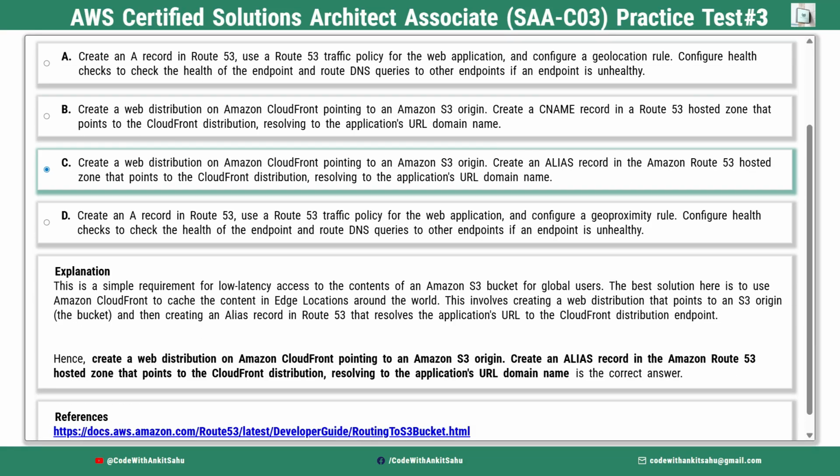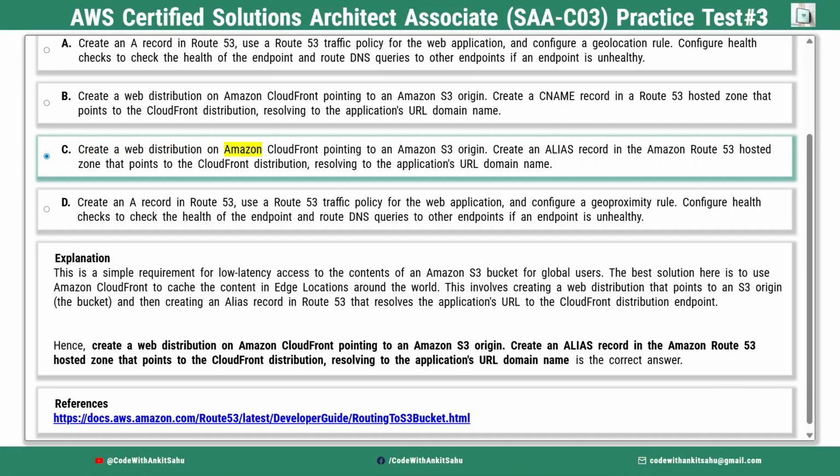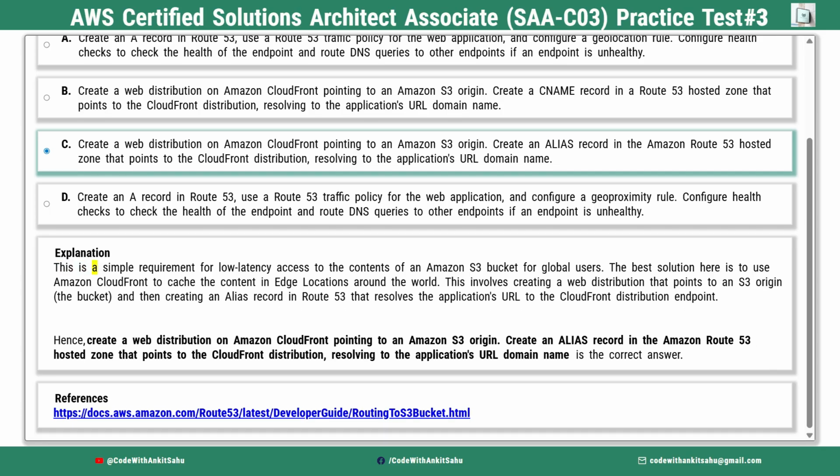Correct answer. Option C. Create a web distribution on Amazon CloudFront pointing to an Amazon S3 origin. Create an alias record in the Amazon Route 53 hosted zone that points to the CloudFront distribution, resolving to the application's URL domain name. Explanation. This is a simple requirement for low latency access to the contents of an Amazon S3 bucket for global users. The best solution here is to use Amazon CloudFront to cache the content in edge locations around the world. This involves creating a web distribution that points to an S3 origin, the bucket, and then creating an alias record in Route 53 that resolves the application's URL to the CloudFront distribution endpoint.